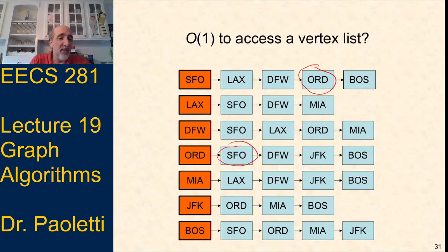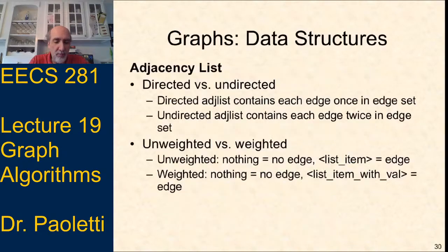But if we look back at the original graph, there were only 13 edges, but everybody has to be in here twice, because I can go from SFO to ORD, I can go from ORD to SFO. So that's what we meant by it appears twice in the edge set. In the set of all edges and the set of all linked lists, everybody's in there twice. Every edge from the original graph appears twice in the list of all possible places you can get to from. So in an undirected graph, everything's in there twice.